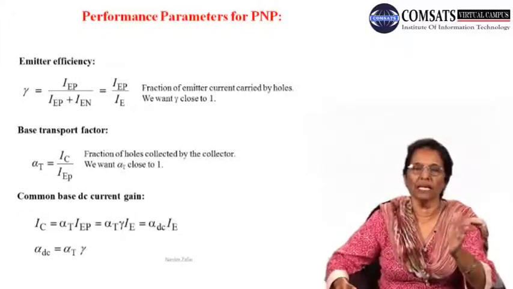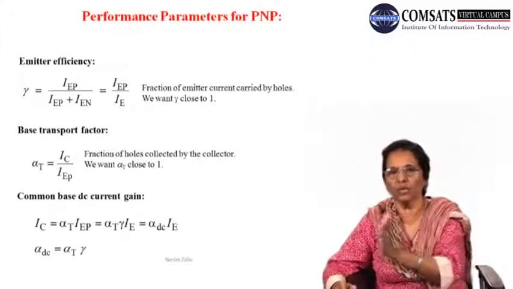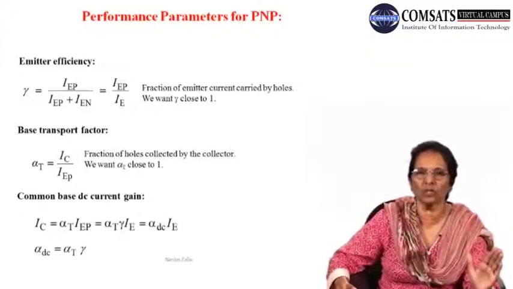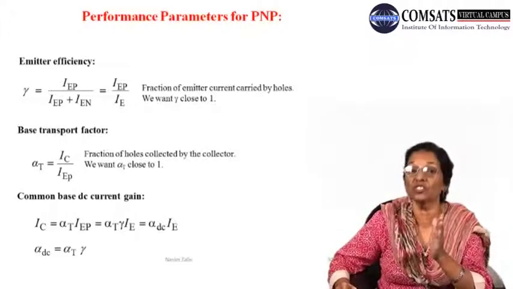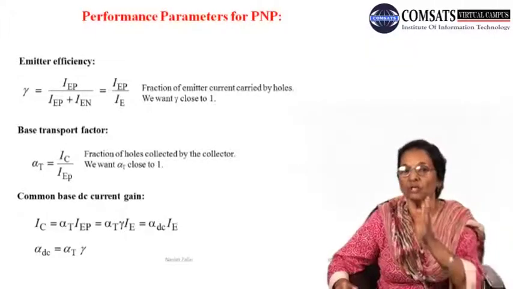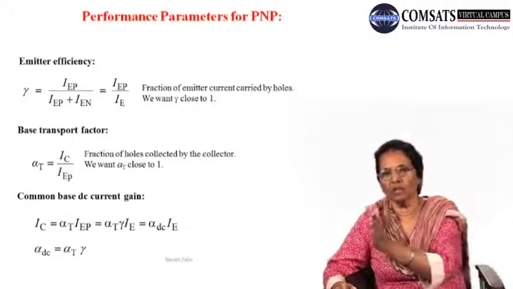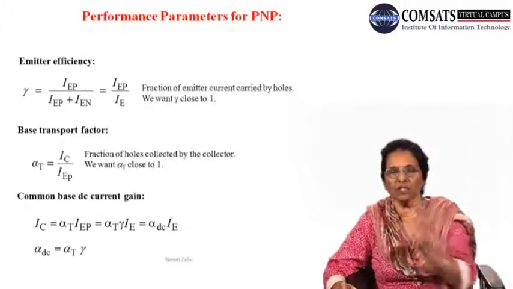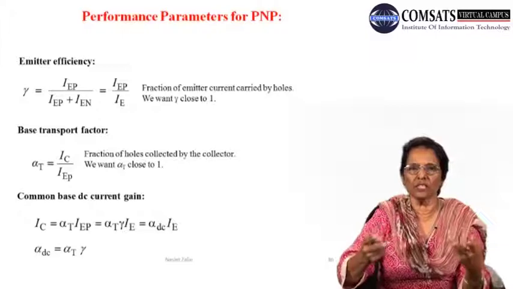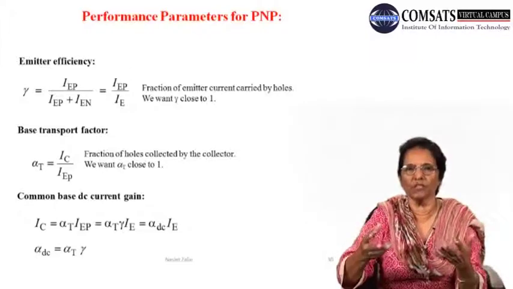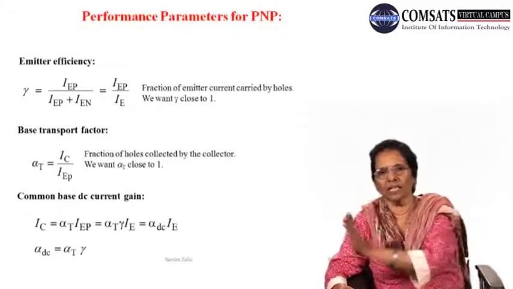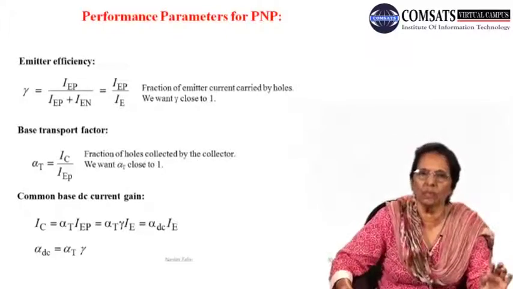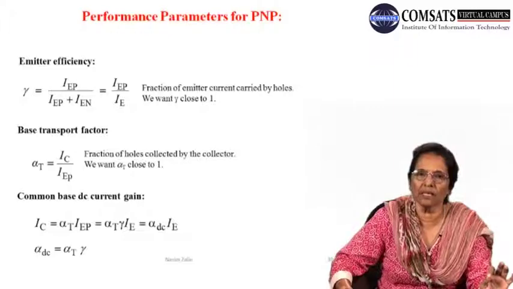जाहिर है बीच में बेस में कुछ रिकॉम्बिनेशन होगी, कुछ एमिटर बेस जंक्शन के डिप्लीशन रीजन में होगी, कुछ न्यूट्रल बेस रीजन में होगी और कुछ बेस कलेक्टर के डिप्लीशन रीजन में होगी. तो 3 रीजन्स हैं जहां होल्स की रिकॉम्बिनेशन की वजह से होल्स की कंसंट्रेशन कम हो सकती है, लिहाजा कलेक्टर तक पहुंचने में उनकी मैग्नीट्यूड, उनकी तादाद कम हो गई.